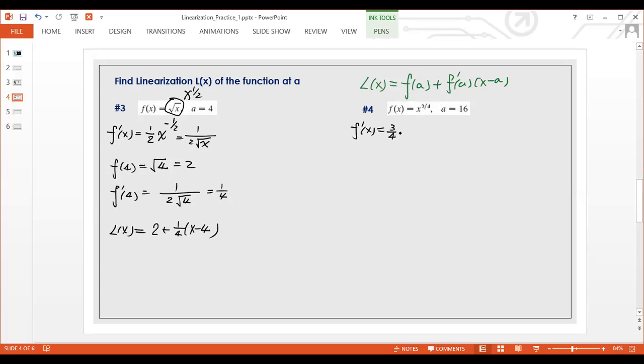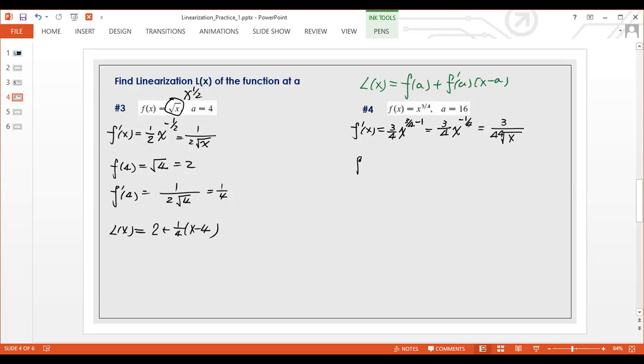So this will be 3/4 x. So this will be 3/4 minus 1, right? So 3/4 minus 1, what is here? So this is 3/4 x to the what? Negative 1/4. So it's really 3/4, and this is x to the 4th, not the 4th power, the 4th roots here.